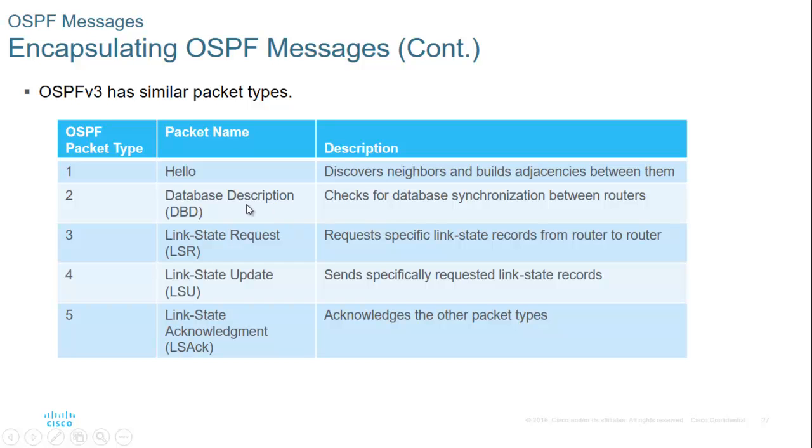Database description, or DBD, is used to check for database synchronization between routers, meaning that if you have something different or you have added a new route, then it triggers an update to all your neighbors. Link state request requests specific link state records from router to router. Link state update sends specifically requested link state records, and link state acknowledgement acknowledges the other packet types. So when somebody sends a request, there will be an update.